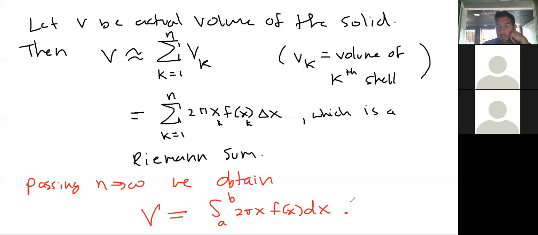So this formula right here has a name in most textbooks and doesn't ours. This is often called, creatively, the shell method.